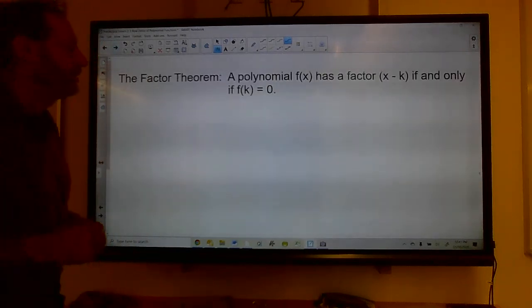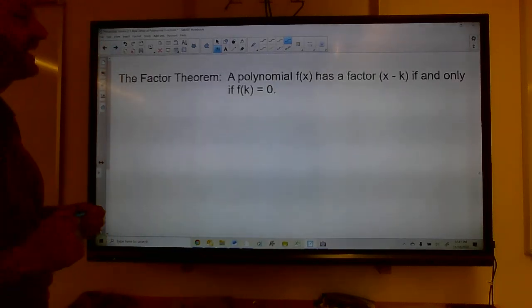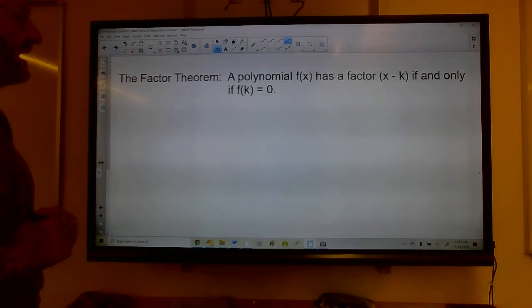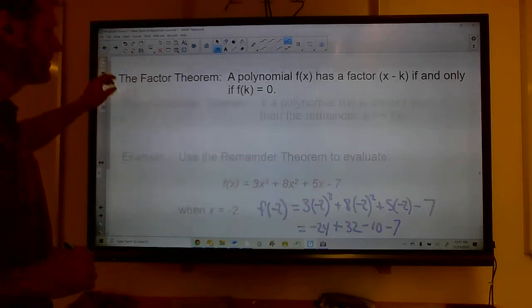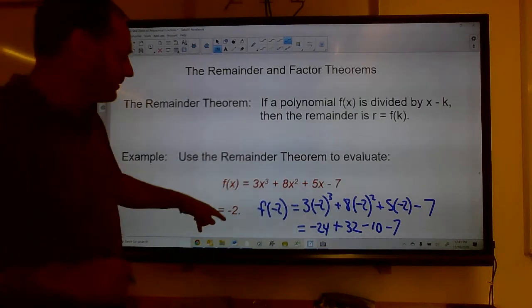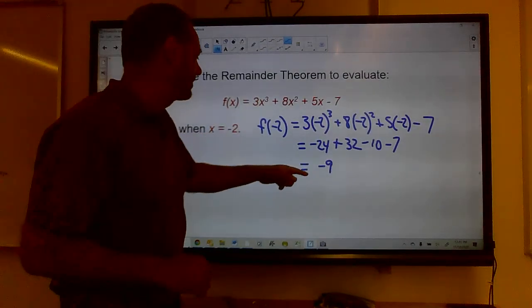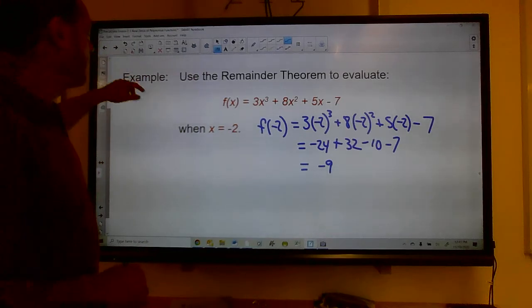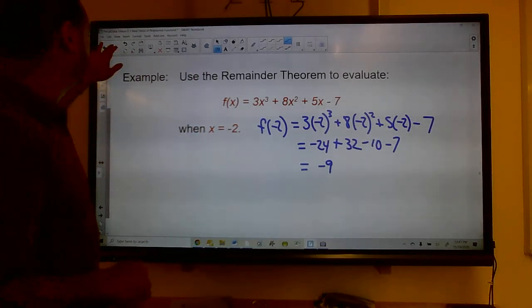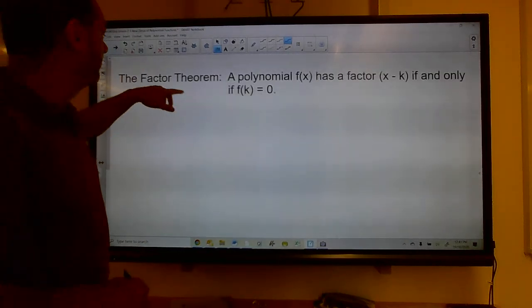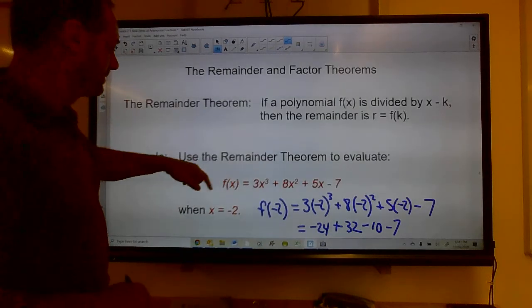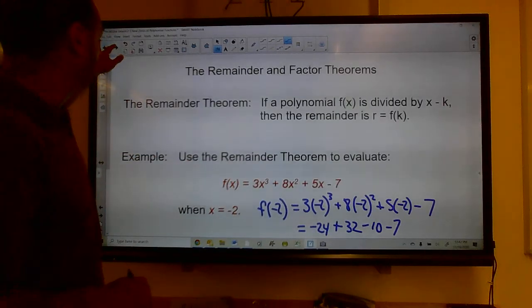The factor theorem. A polynomial f of x has a factor x minus k if and only if f of k is 0. So that goes with this one. If this had come out to be 0 right here, then x plus 2 would have been a factor of that polynomial. But it didn't. It had a remainder, so that didn't work.